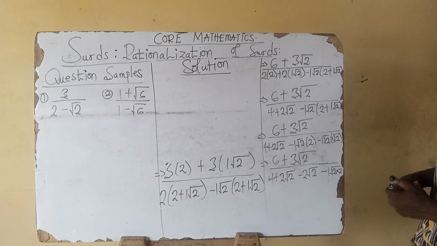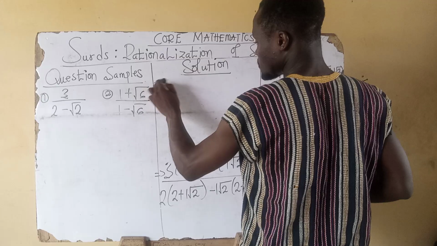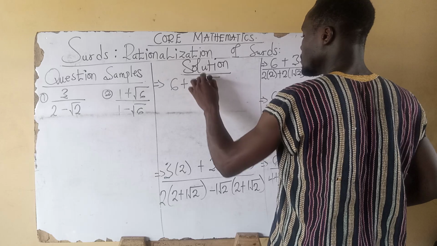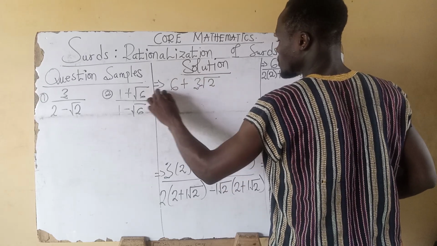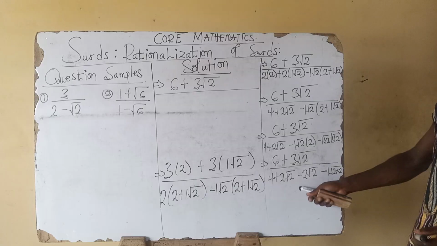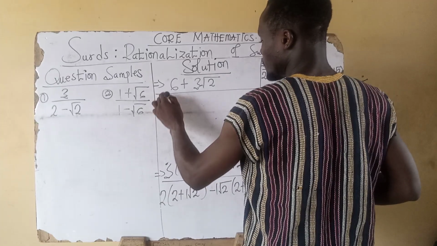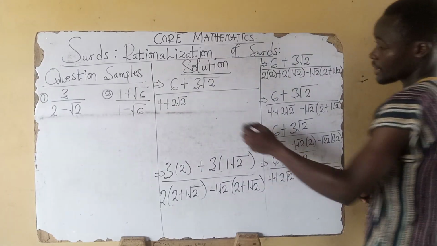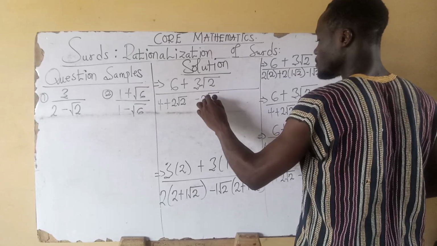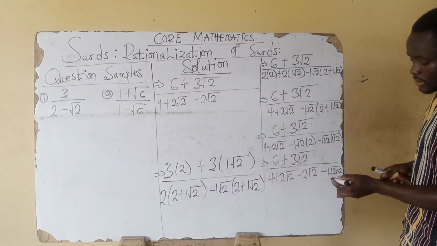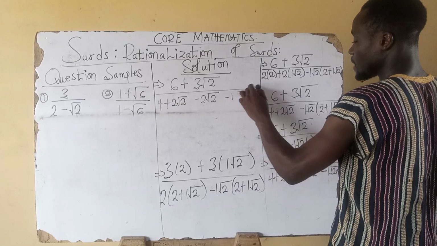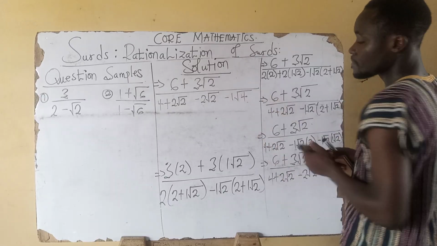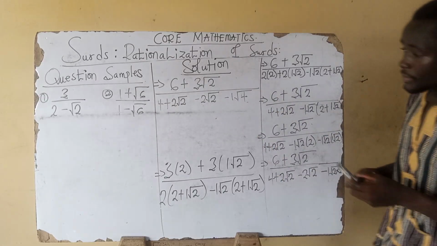So from here, we are getting 6 plus 3 root of 2 all over. So I'll come here, 4 plus 2 root of 2. I'll come here, negative 2 root of 2. Then I'll come here, negative 1 root of. I'll multiply 2 times 2, which is giving me what? 4. Are we good? Very good. So let's continue with life.